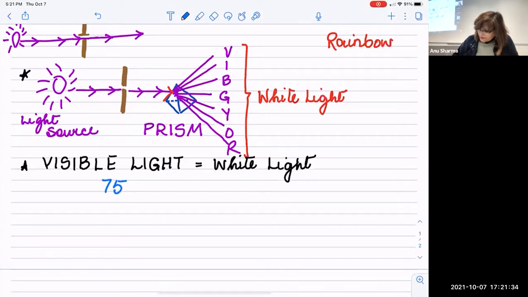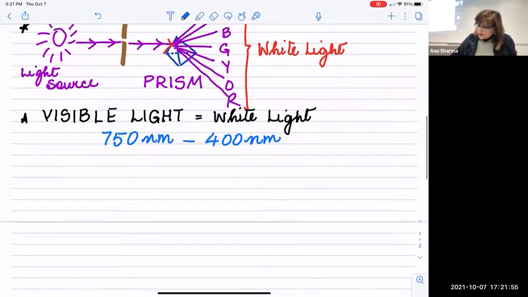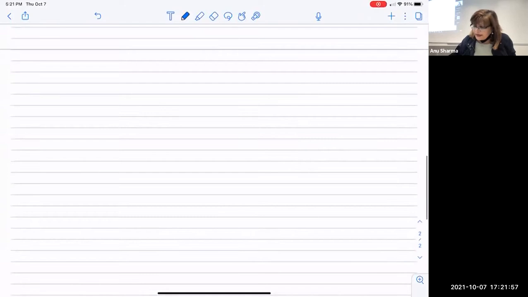750 nanometers, and we will talk about what this nanometers means, to 400 nanometers. Okay, that is the range of the white light. This is a very little range, but it is also a part of a very big electromagnetic spectrum.